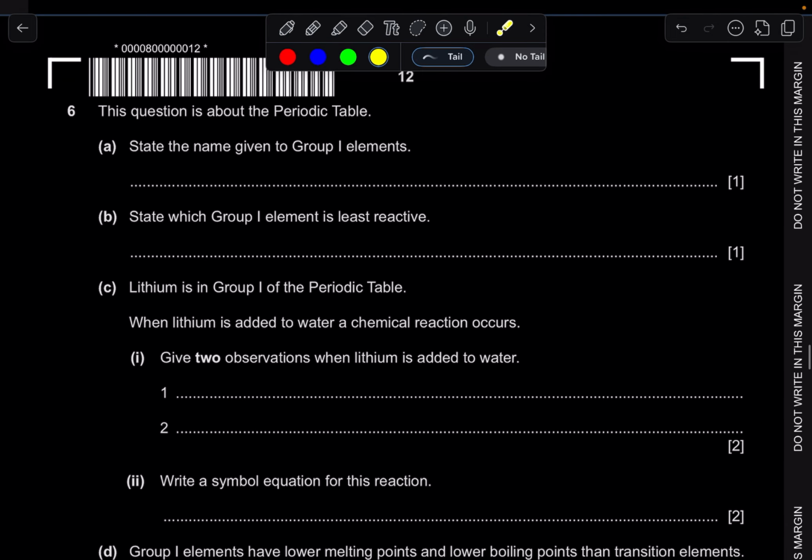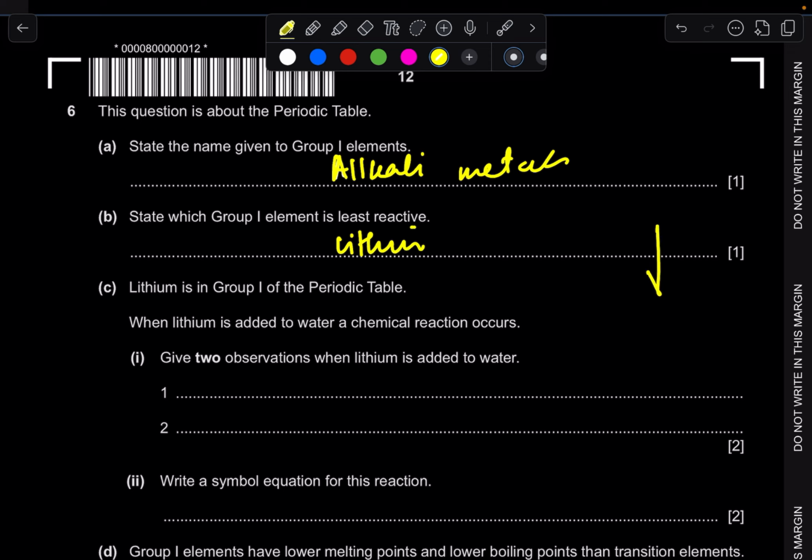Okay. The questions about the periodic table: state the name given to group 1 elements. Without doubt, they're going to be called alkali metals. State which group 1 element is least reactive. It's going to be lithium, because reactivity increases down the group. So it's lithium, sodium, potassium, rubidium, cesium, francium. Down the group the reactivity increases. The most reactive is going to be this one, and the least reactive is going to be this one.